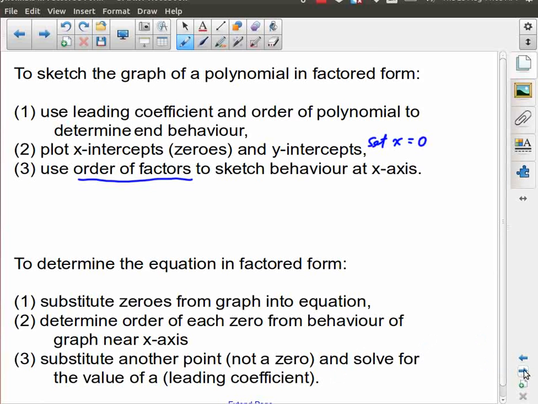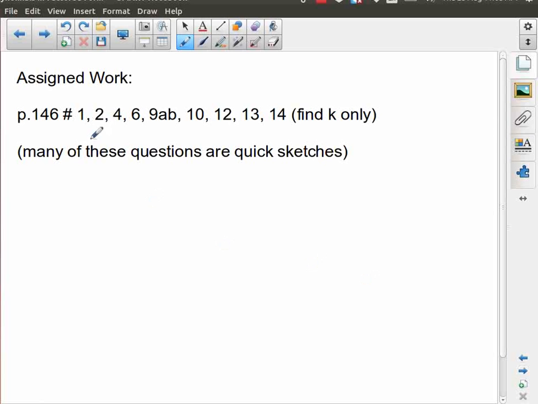Now, the best way to do these things is to practice. So we've got quite a large set of homework here. A lot of these questions are just sketches, though. You need to start with those, I think, because that gives you a better feel for things. But then make sure you also put a lot of effort into getting the equations correct when you're creating an equation, because that's by far the more difficult of the two. And that's it for this lesson on polynomials in factored form.